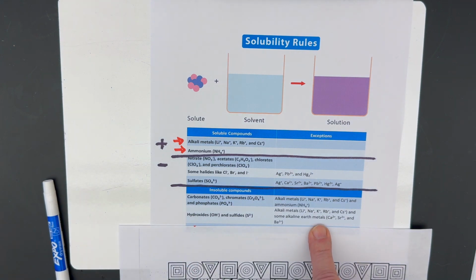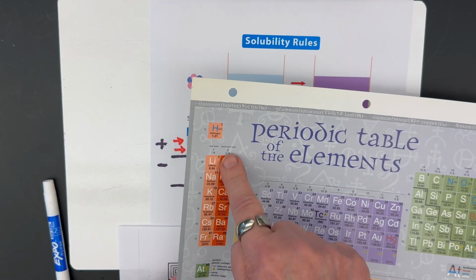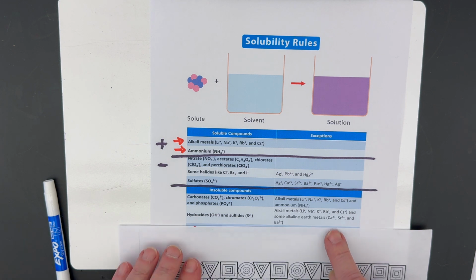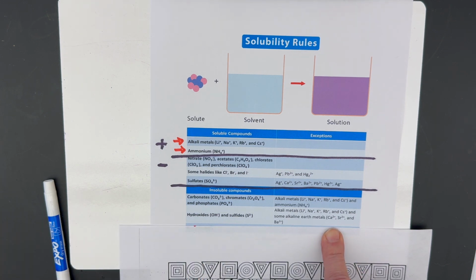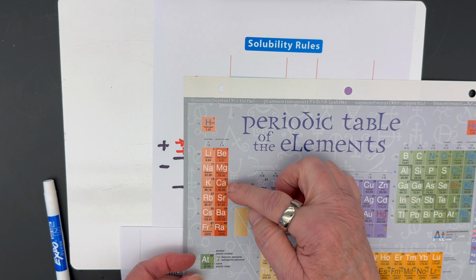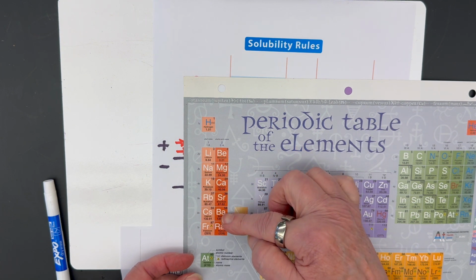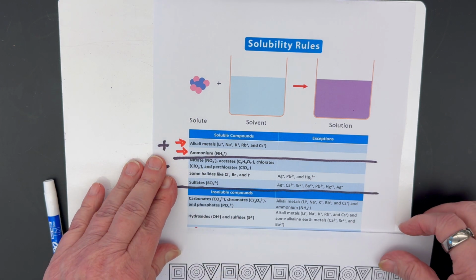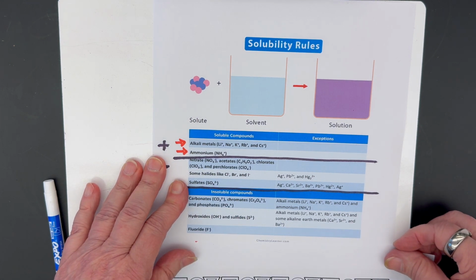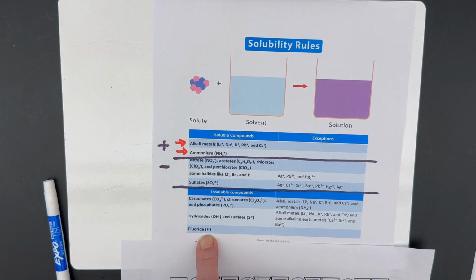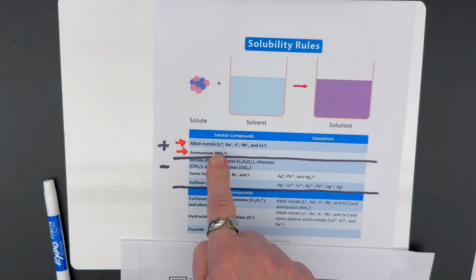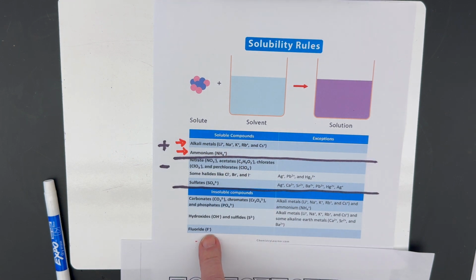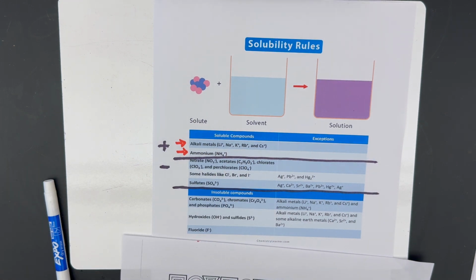There are also some metals in our second column that are also soluble, and those are calcium, strontium, and barium. So those are these three: calcium, strontium, and barium. These three are soluble with OH and S negative ions. And fluoride is insoluble, so you don't have to worry about that. Put it with one of these, it will be soluble, but otherwise, no. And remember, soluble means dissolves, insoluble means does not dissolve.